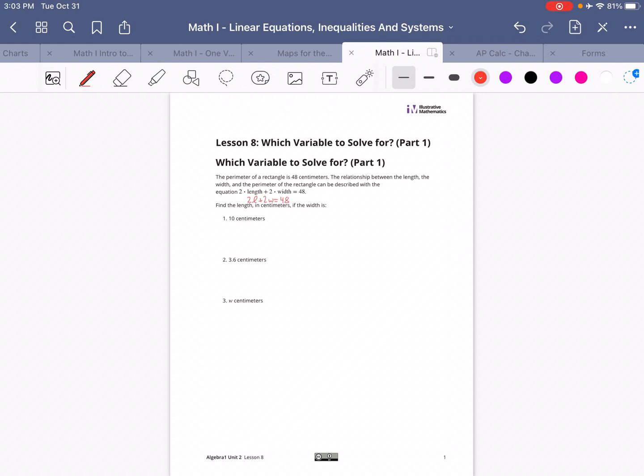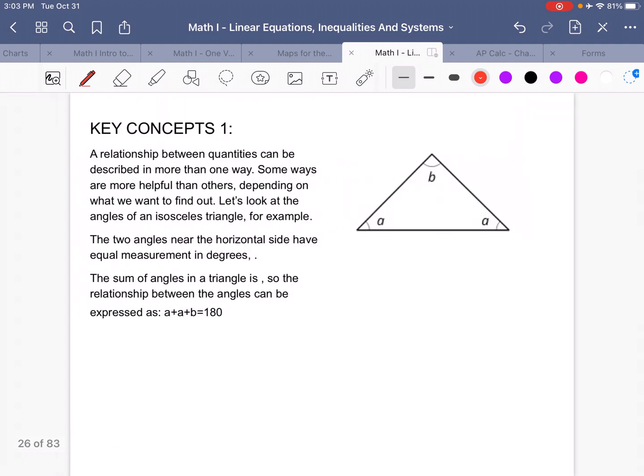This is for the lesson from day 8 and a cooldown called a rectangular relationship. The name of the lesson is Which Variable to Solve For, Part 1. A couple of key concepts before we get going. A relationship between quantities can be described in more than one way. Some ways are more helpful than others.